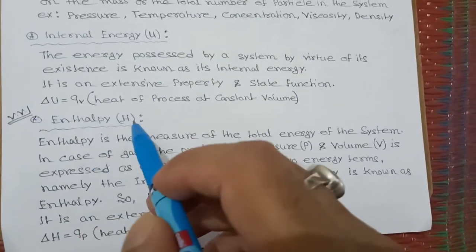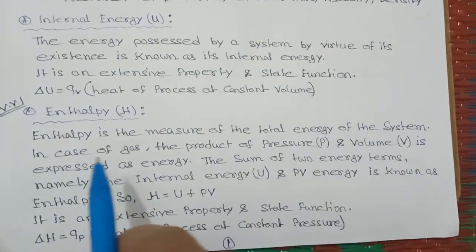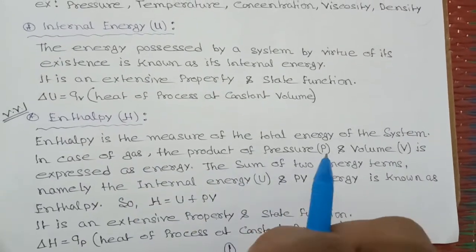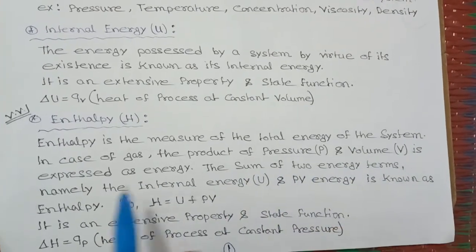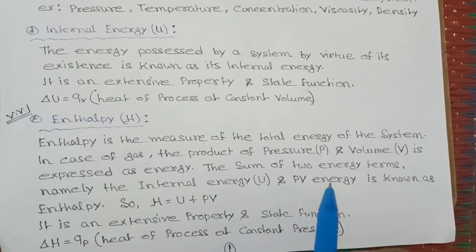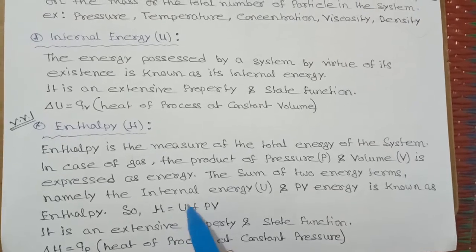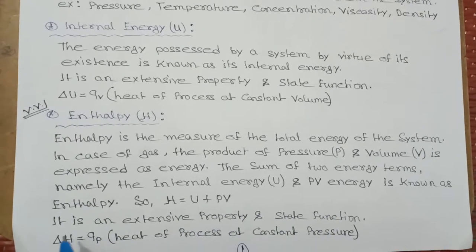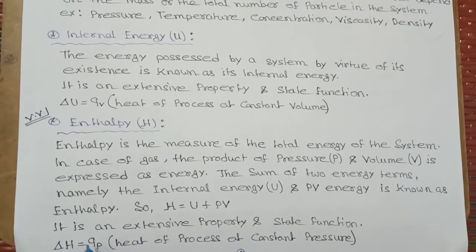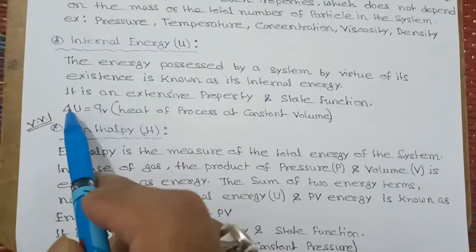And enthalpy is denoted by H. Enthalpy is the measure of the total energy of the system. In case of gas, the product of pressure and volume is expressed as energy. So, the sum of two energy terms, that is internal energy U and PV energy, is known as enthalpy. It is also an extensive property and state function, and change in enthalpy is equal to heat at constant pressure. So, del H is equal to heat at constant pressure, and del U is equal to heat at constant volume.